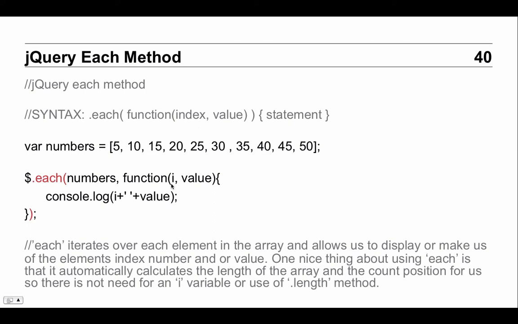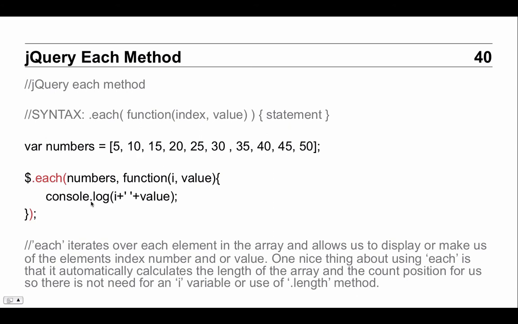So again, the first time this runs, i here will be equal to 0, and the value will be equal to 5, which is the value that that element is holding. The second time the each loop runs, the i parameter here, or argument in other words, will be equal to 1, the index number of 1, and the value will be equal to the value of 10 for that second element.